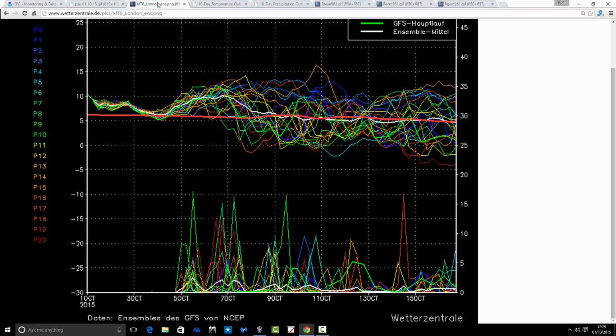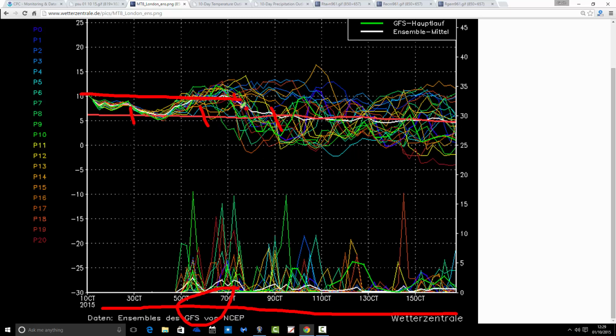So here's the GFS temperature and precipitation ensembles. The red line is the 30-year temperature average, just there, the thick red line. We're going to be a bit above average. Dates are on the bottom of the graph, of course. Going to be a bit above average through the first week of October, 7th of October being just there, of course.